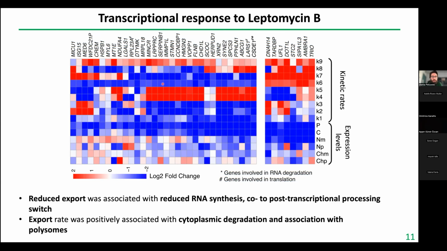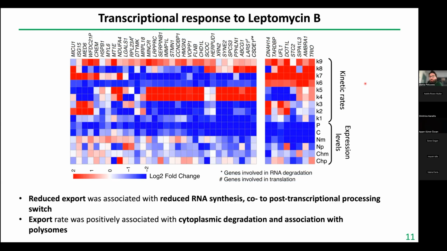And looking at these heat maps, we can learn, for instance, that genes downregulated in K6, in export, are also downregulated in the rate of synthesis here, and are enriched for genes that are switching from a co-transcriptional processing to a post-transcriptional one. Moreover, looking at both these heat maps, you can see that the modulations of K6 are positively correlated with modulations of K7 and K8. So degradations, cytoplasmic degradation, and association with polysomes.